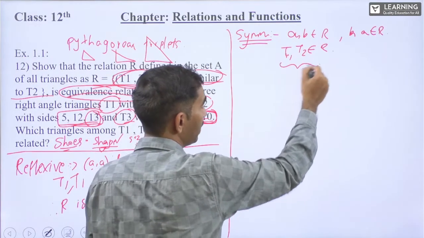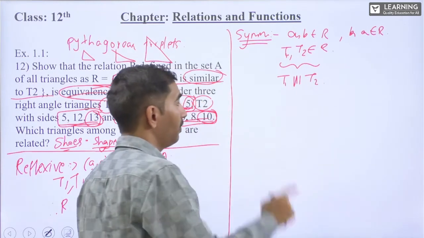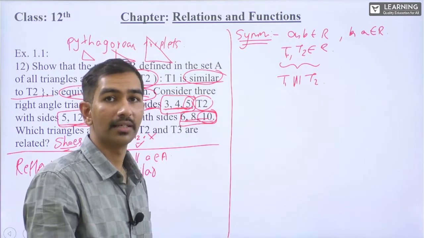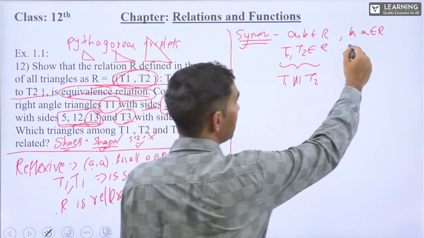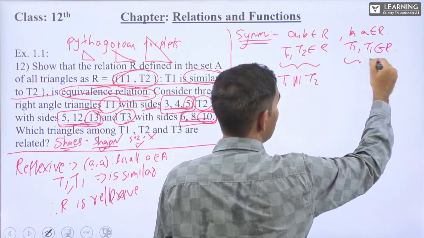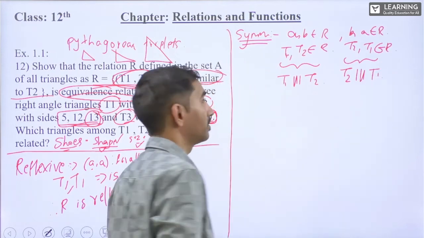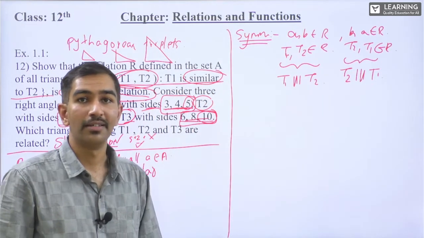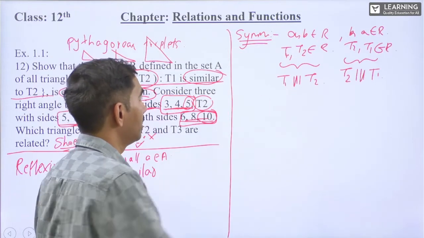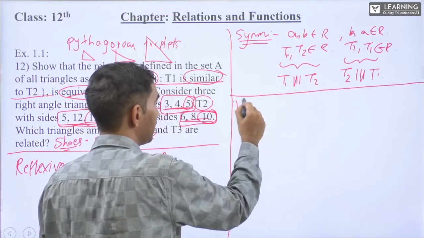So here what can we write? T1 is similar to T2. If T1 is similar to T2, then T2 is also similar to T1, right? Correct? So here (B, A), which is nothing but (T2, T1), also belongs to R. It implies that T2 is also similar to T1. Understood? So here we have proved it is symmetric in nature. Okay, moving on to the next relation, which is called transitive.